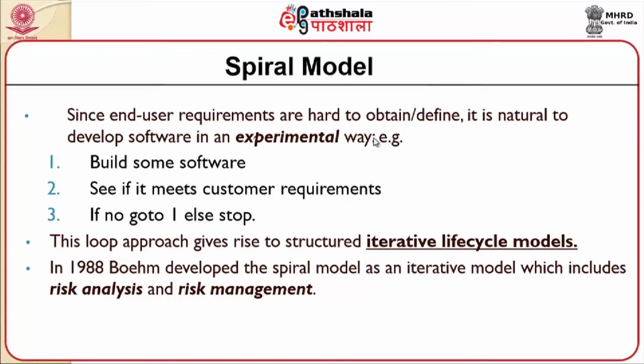It has been a structured iterative life cycle model, and this particular model has been initially coined by Boehm. It's specifically called Boehm's spiral model. In 1988, he developed this model called spiral model as an iterative model which includes a risk analysis and risk management. So these two are mentioned to be the key ideas behind the spiral model. One is called risk analysis, the other one would be risk management.